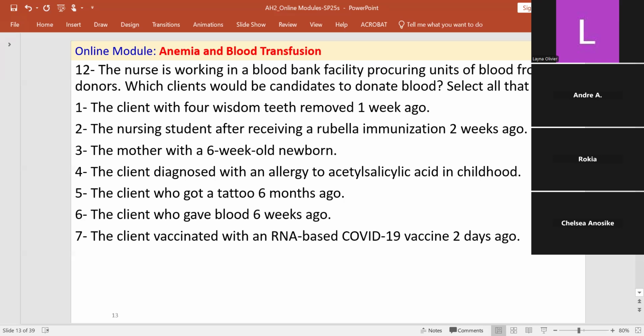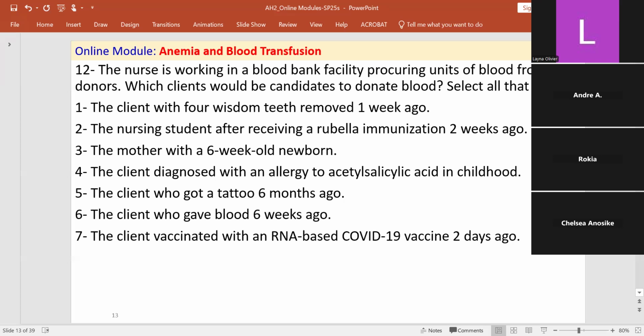But the live attenuated vaccine is different. This one, you can give anytime because it's not live attenuated. But with live attenuated, like COVID-19, a patient should wait 2 weeks. But again, I won't include that in the exam unless I prompt you to know the difference between these two, the RNA based or the live attenuated.